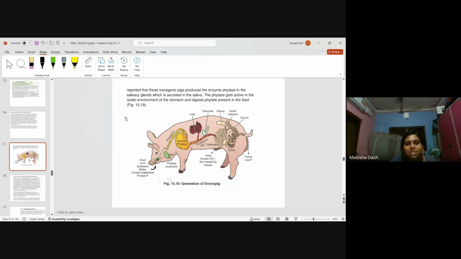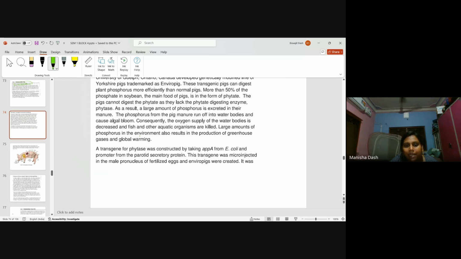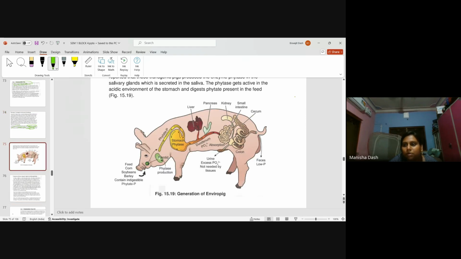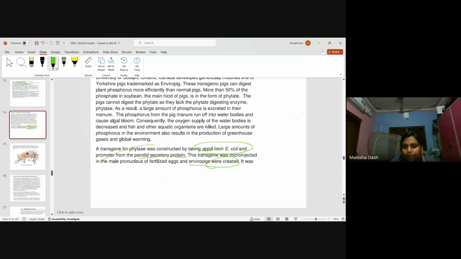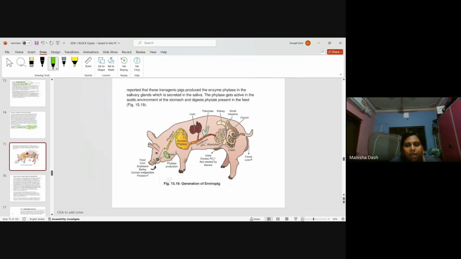Similarly, there is a very interesting development of an environmental friendly pig, that is EnviroPig. Usually a transgene phytase was constructed by taking the appA from E. coli and promoter from the parotid secretory protein. This transgene was microinjected in the male pronucleus of the fertilized eggs, and EnviroPigs were created. So what is the utility of this EnviroPig? If you observe, EnviroPig means it is somehow related to the environment, so they should be environmental friendly.